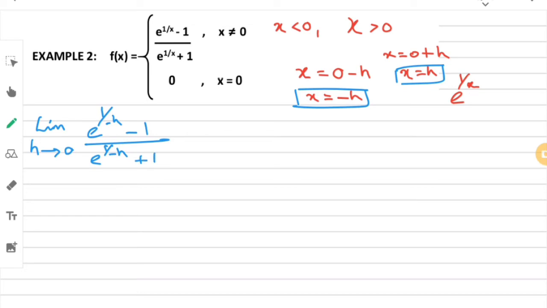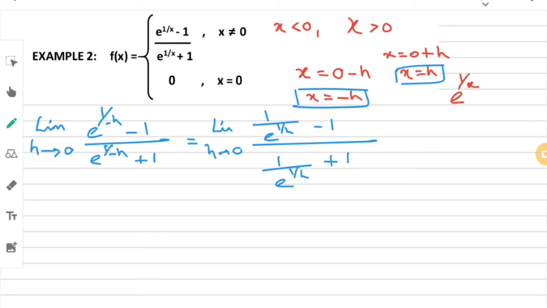So minus h, minus 1, whole divided by e power 1 by minus h plus 1. Now next, here we are having a negative power, so I'm going to bring it to the denominator to make it positive. So what will happen? Limit h tends to 0, 1 by e power 1 by h minus 1, whole divided by 1 by e power 1 by h plus 1.